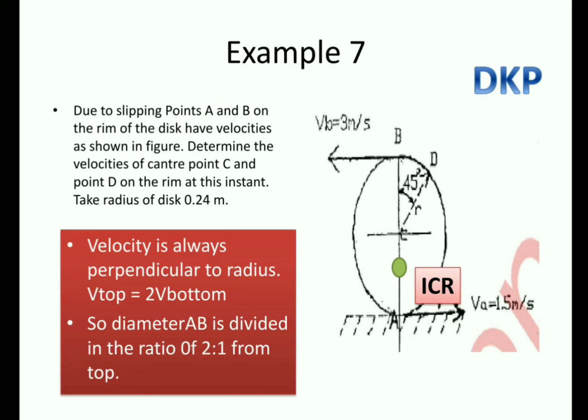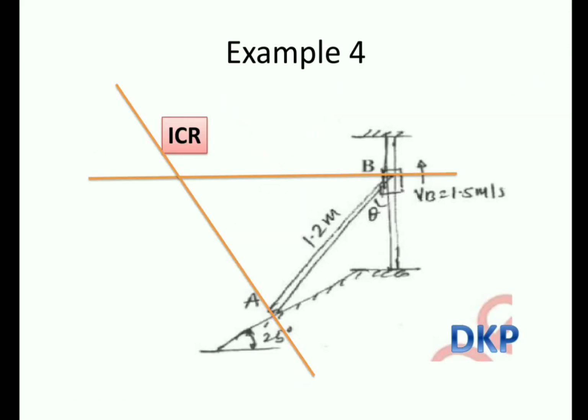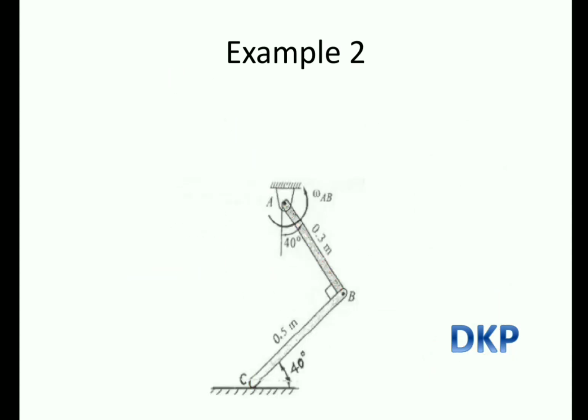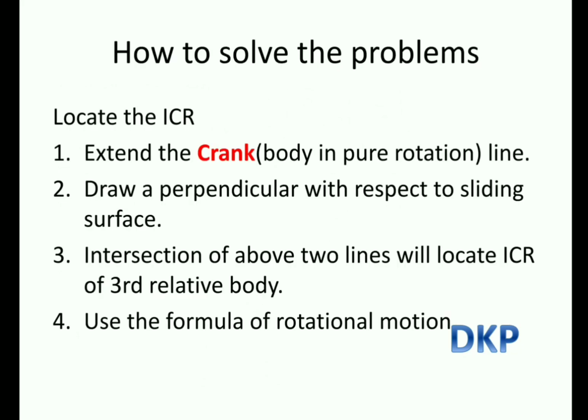So we have studied in this lecture what is ICR, what is body in general motion, what are the formulas involved in finding the motion analysis of the bodies in general motion, and also we have seen the various possibilities of questions how to locate the ICRs. So I hope you all have understood. Do remember that we are supposed to draw a perpendicular to the sliding surface, and we are supposed to draw an extension from the rotating object, that is the crank. So do remember this slide, my dear friend.